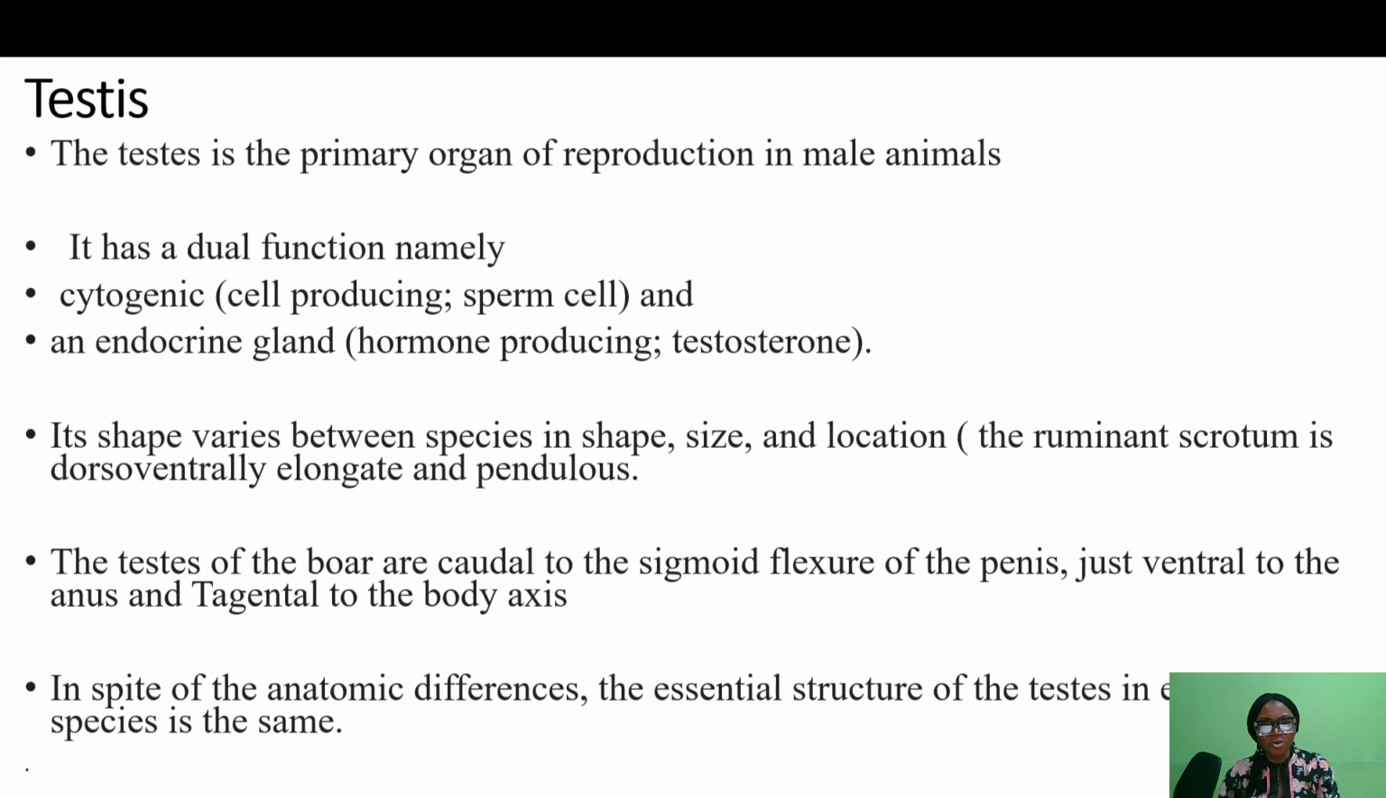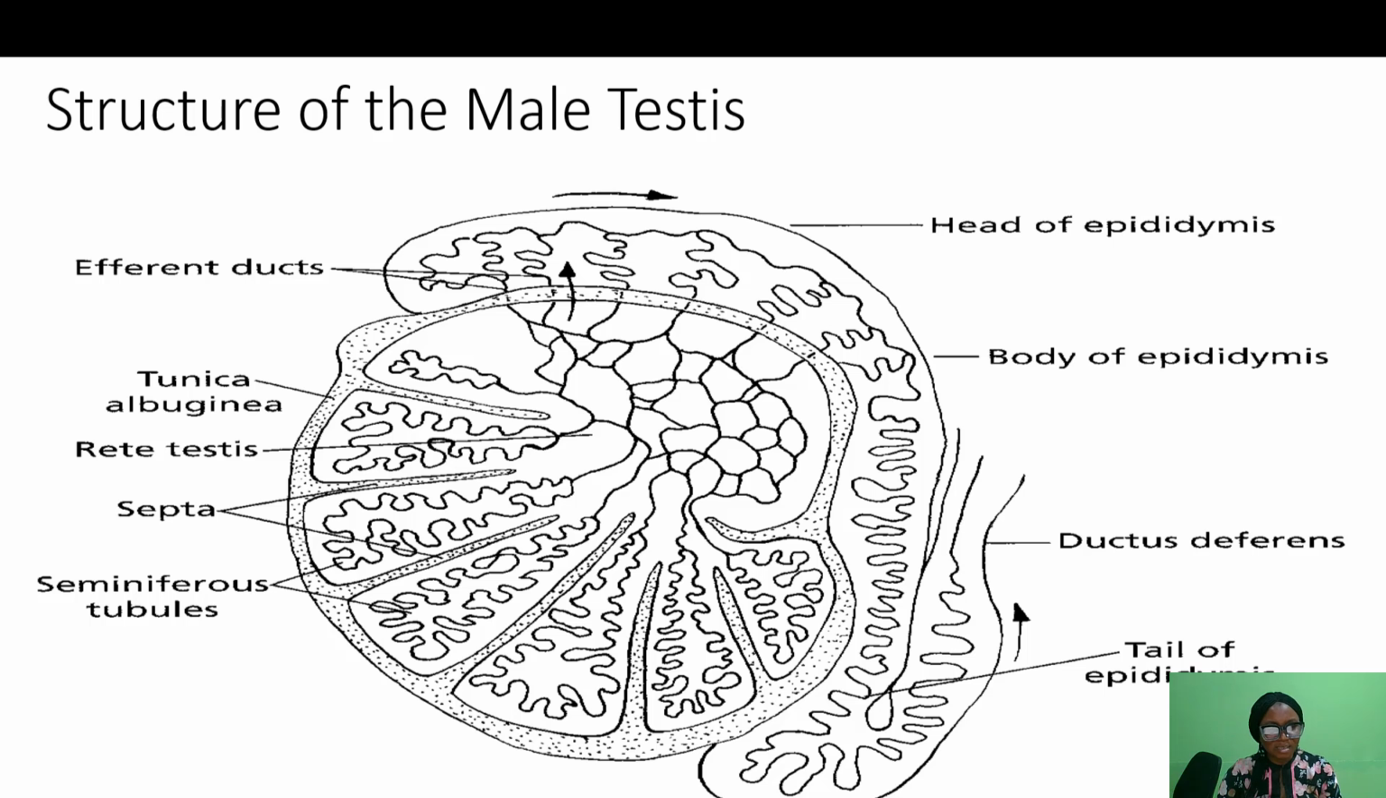In spite of the differences in the anatomical shapes, the organs of reproduction in all species are essentially similar. Now, here we have the structure of the male testis. The male testis has many structures and many parts. Here I will point us to certain parts that we will briefly look at.